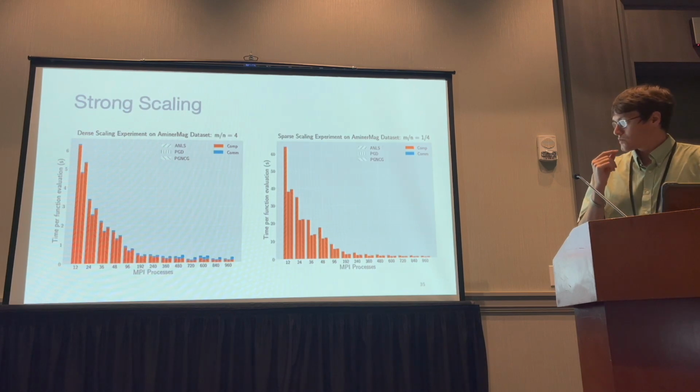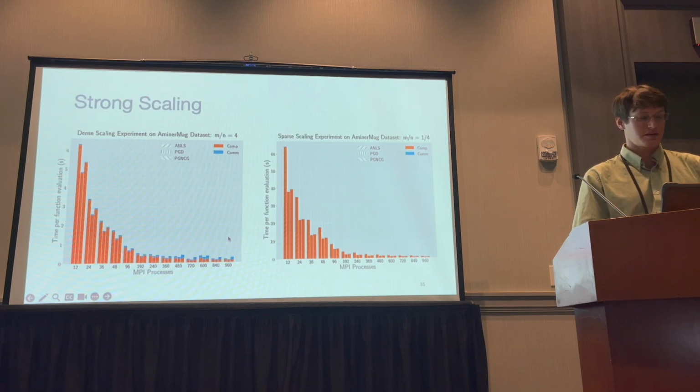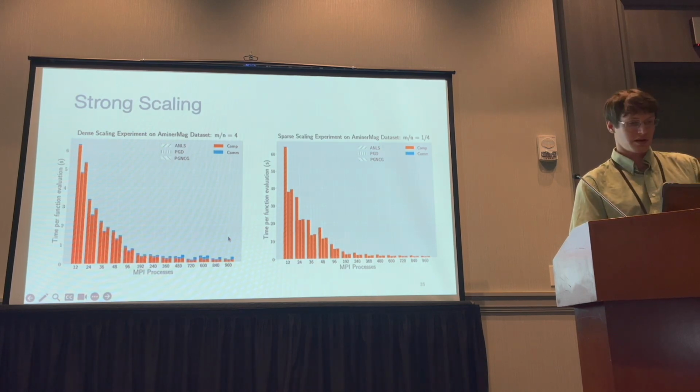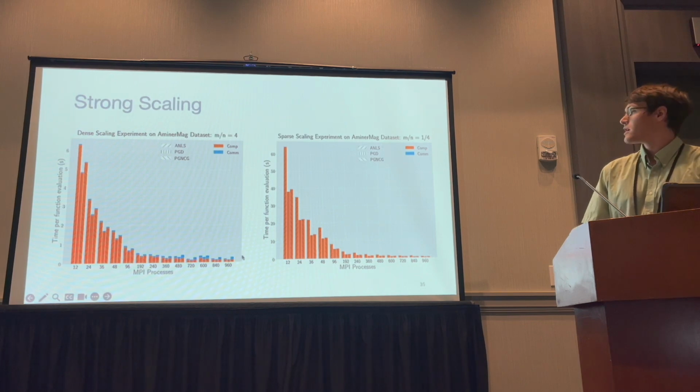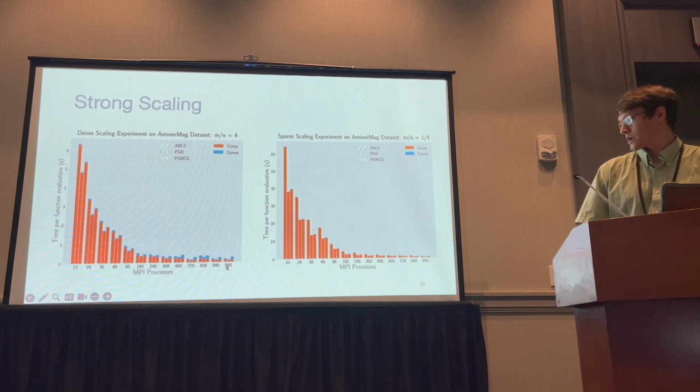Now let's quickly look at some of the scaling results between the three algorithms. We ran on dense and sparse problem sizes up to 960 cores, demonstrating good scalability for all three methods. It's worth noting that in the beginning, with fewer core counts, the computational cost makes up the bulk of the time. But then as we scale up to higher core counts, the communication takes more of a toll.